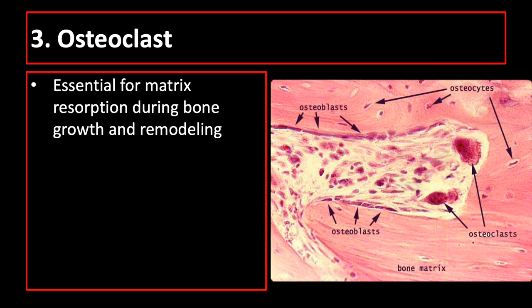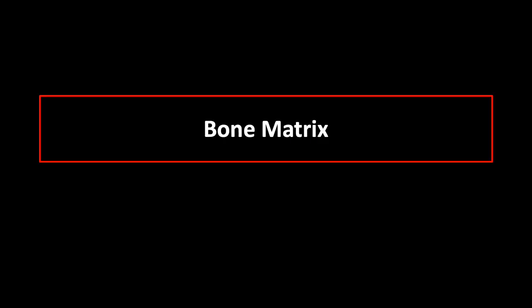Osteoclast is essential for matrix resorption during bone growth and remodeling, and its activity ultimately results in an increase in serum calcium. We already discussed the three major cells of the bone tissue. Now let us discuss bone matrix.